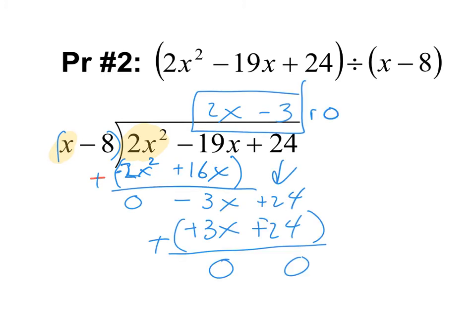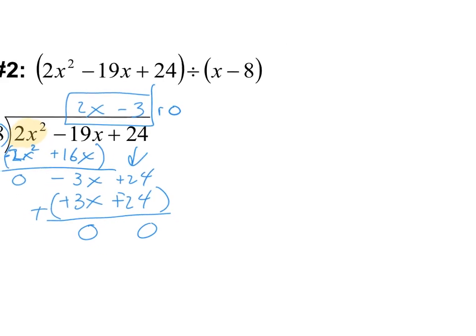Okay, this one ended up working out perfectly, that it was just 2x minus 3 with a remainder of 0. That means that this divided perfectly with no remainder. So therefore, 2x minus 3 and x minus 8 are factors of this big trinomial here. If you were to multiply these two things back together, like we did in the previous notes, you'd get back exactly what we started with.